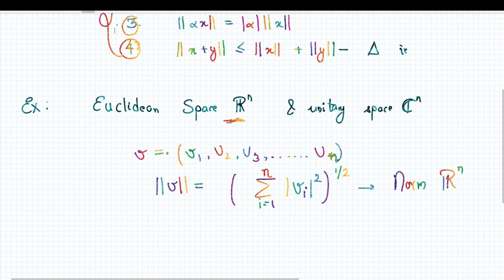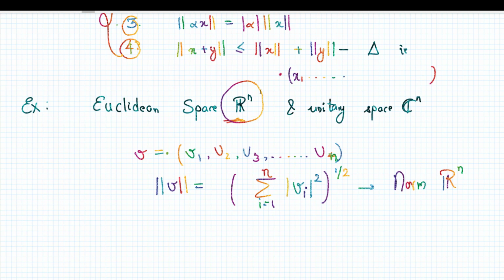And if you look at certain examples of it, the foremost example is our space Rn. By Rn, I mean a space in which every point is a vector with n dimensions. So I can write it as x = (x1, ..., xn). If x is a point in Rn, it can be represented like this, and the norm of any element in my space Rn is given by this formula.